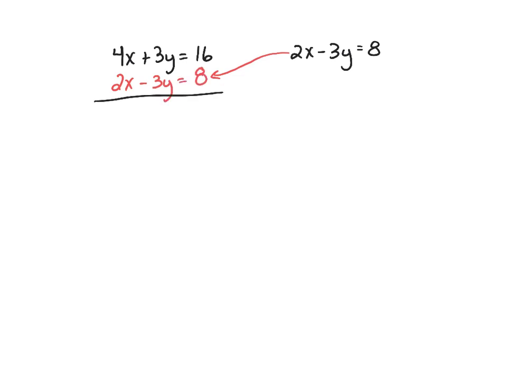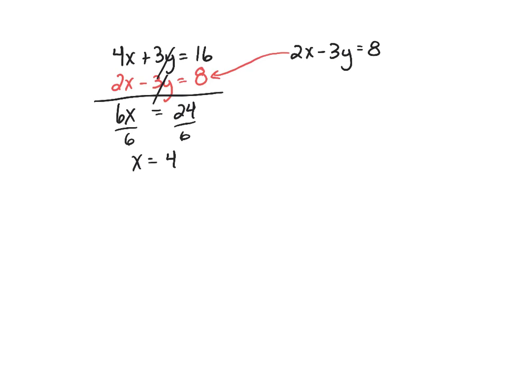And if you notice, if we add them up, the y's would cancel each other out. So I'm going to add both equations together. So 4x plus 2x is 6x. Y's cancel out. Equals 24. Then I divide both sides of the equation by 6. X is equal to positive 4.